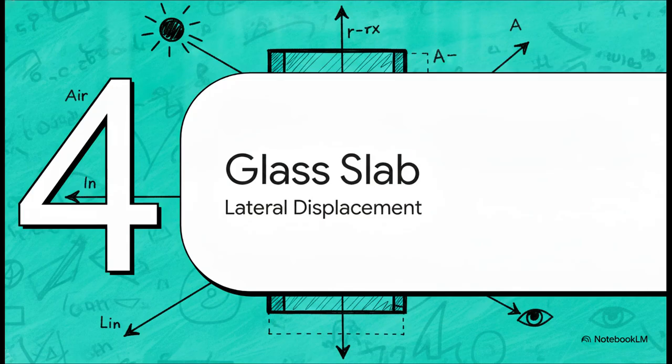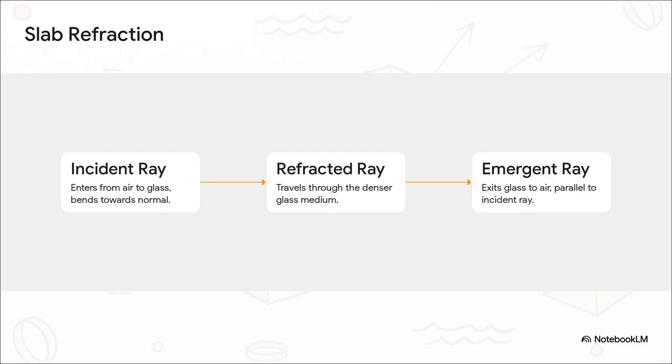Let's take this into section 4, the glass slab and lateral displacement. Let's bring all this theory into the real world and track a light ray straight through a rectangular glass slab. There are 3 key steps here. Step 1. The incident ray goes from air into the glass. Rarer to denser, so remember, it bends towards the normal. Step 2. That refracted ray travels straight through the dense glass. Step 3. It exits the glass back into the air. Denser to rarer, so it bends away from the normal.